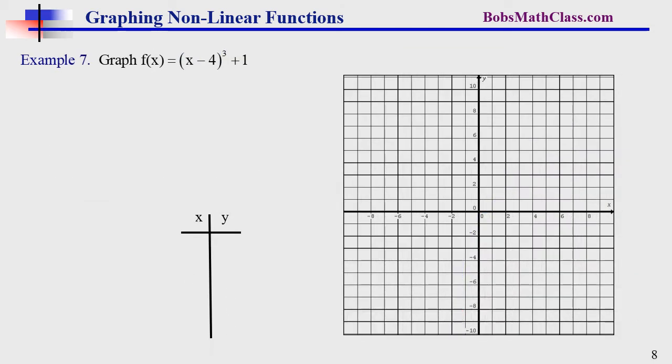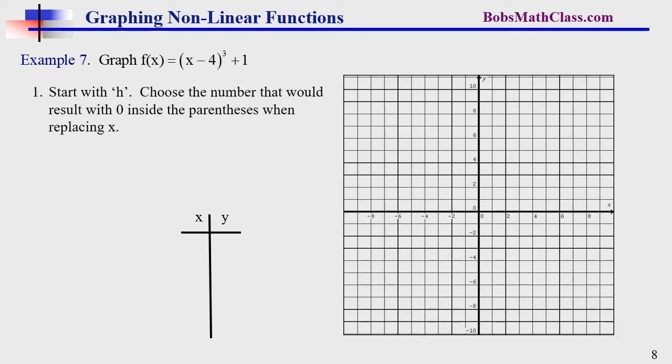All right, here's our next problem. Hey, this one has parentheses, right? So we're going to start with h. Choose the number that would result with 0 inside the parentheses when replacing x. So what number minus 4 gives us 0? What number should it be to give us a 0 inside the parentheses? That's right, 4. So that's the number that we're going to put right in the middle.